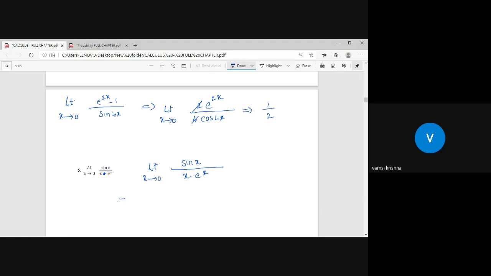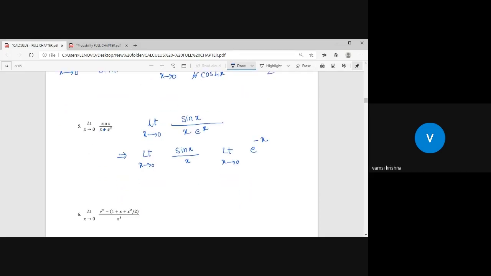Now let us distribute the limit. Limit x tends to 0, sin x by x, and limit x tends to 0, 1 by e power x. I will try to write e power minus x. Yes, we can write, no problem. And this part, limit x tends to 0, sin x by x becomes 1, and e power 0 is also 1, and final result is 1.